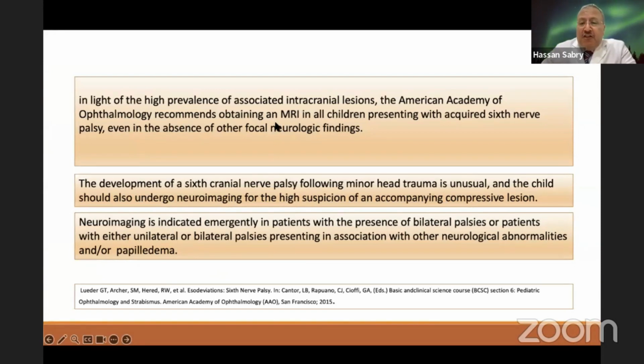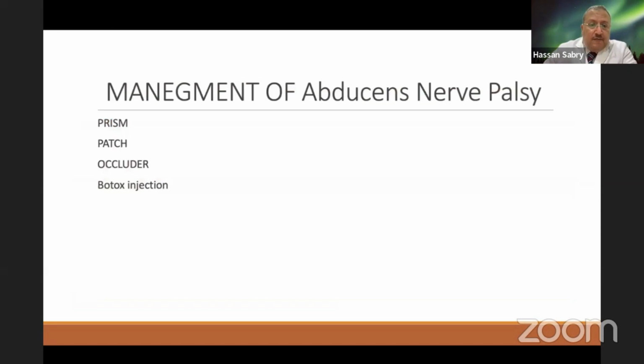In the prevalence of associated intracranial lesion, the American Academy recommends obtaining MRI for all children presenting with acquired 6th nerve palsy, even in absence of focal neurological findings. So when you have a patient with a benign 6th nerve palsy, you want to wait until he has recovered. Diplopia is very annoying, and you can help him with a prism. You can put a patch or an occluder on the glass.